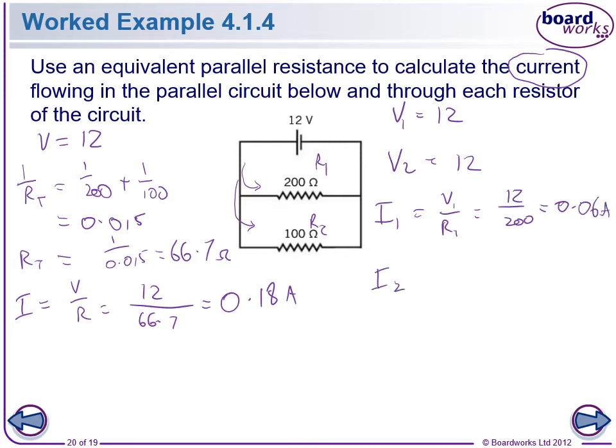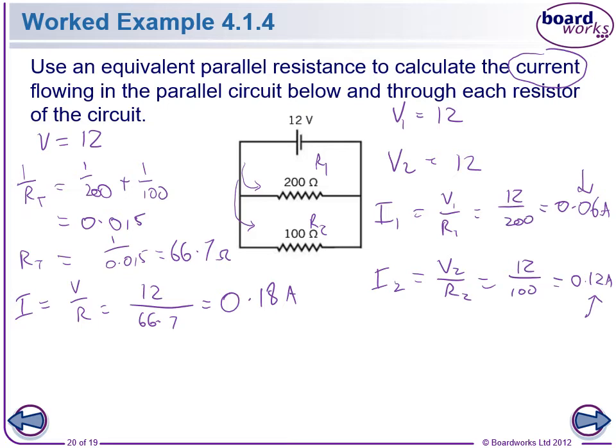I2, so the current going through the second resistor is V2 on R2. V2 is still 12, R2 is 100, so that is 0.12. Okay, so a couple of tests we can do here. First of all, our proportionalities. We guessed originally that twice as much would go through R2 as R1, and yep, that's exactly what we're seeing.